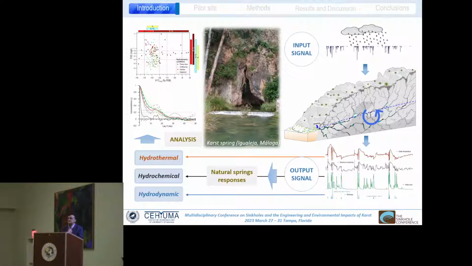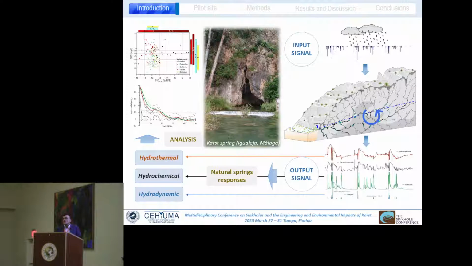The whole of the system functions to transform the entrance of the rainfall into the output, so we can record at the karst spring the different responses: hydrodynamic, flow rate, hydrochemical, isotopes, and of course hydrothermal as natural responses, but also artificial dye transfers can be done.